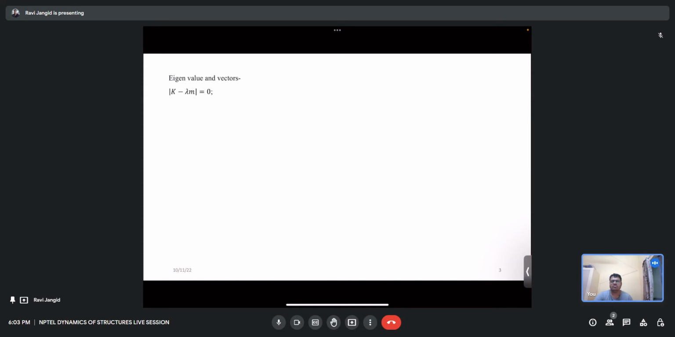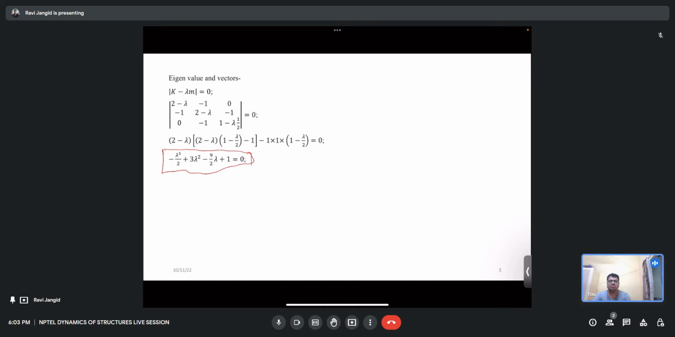For this, the equation of the eigenvalue problem is the determinant of K minus lambda M equal to 0. I simplified by eliminating the m and k terms to make the calculation easy. So this is K minus lambda M, and after solving the determinant we got the final equation, this. This equation has three roots. If we solve it, we will get lambda 1, lambda 2, and lambda 3.